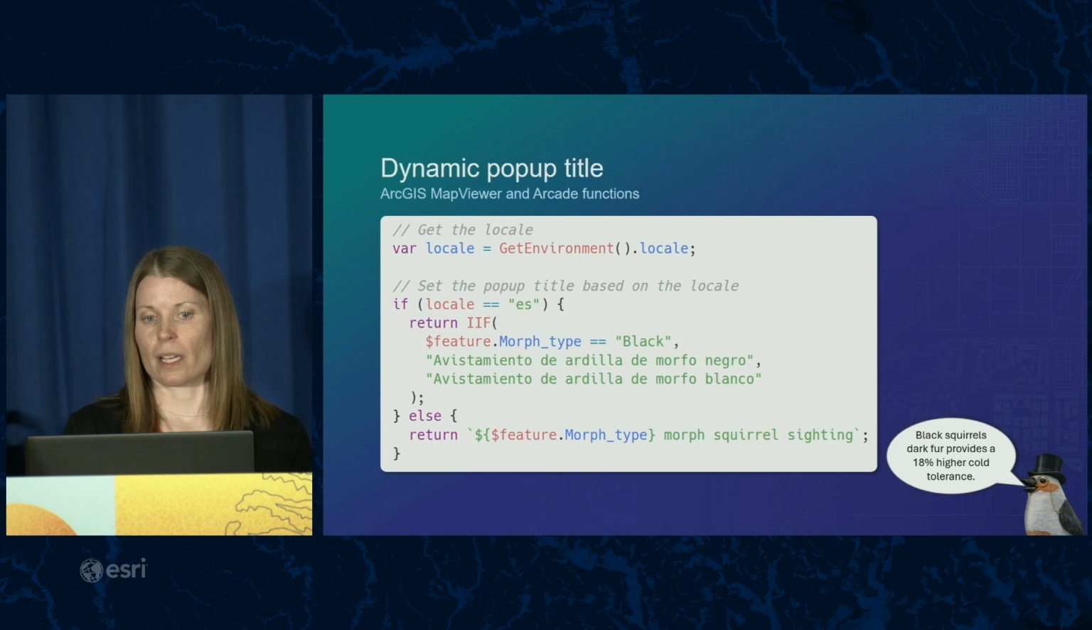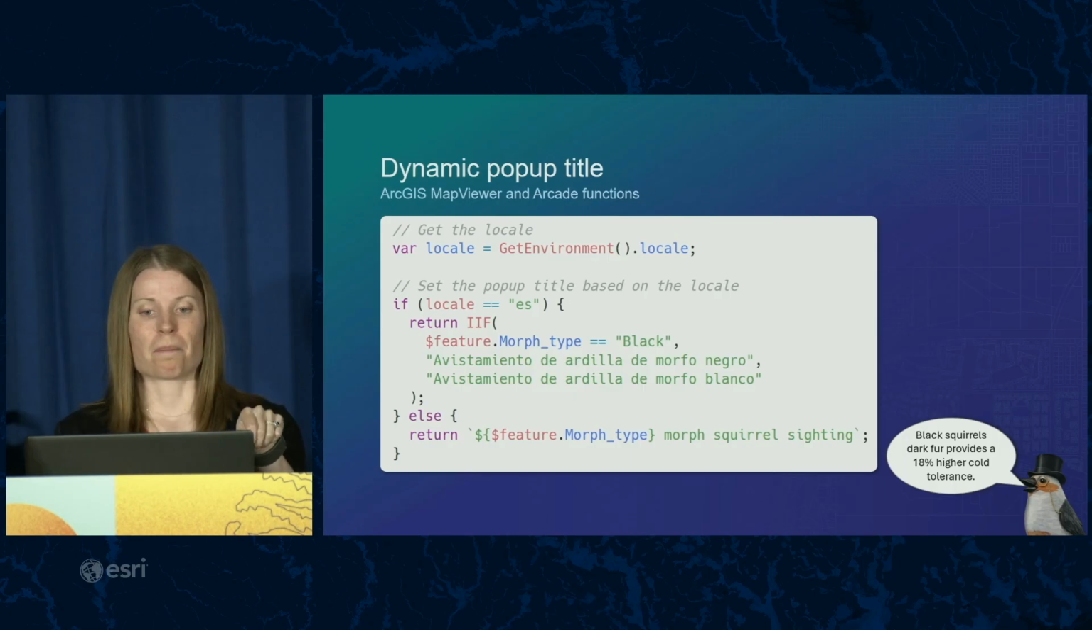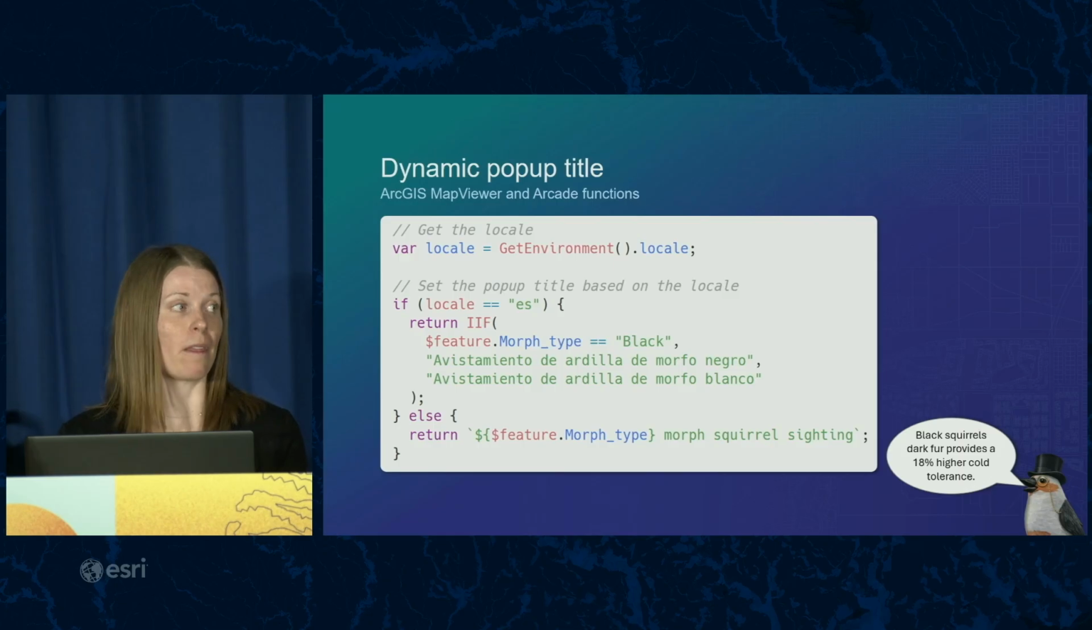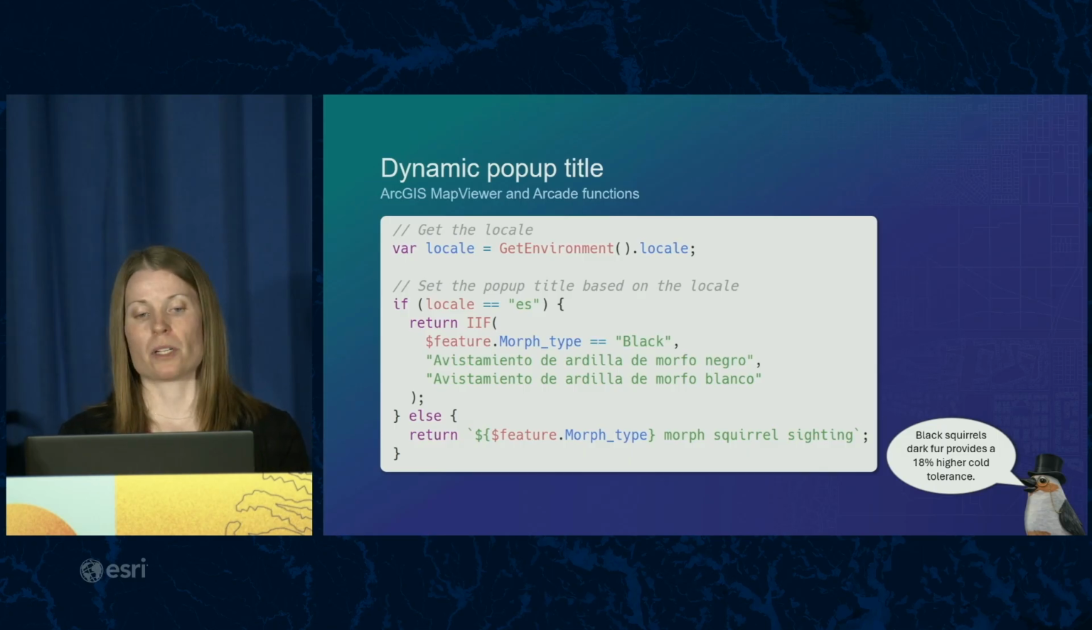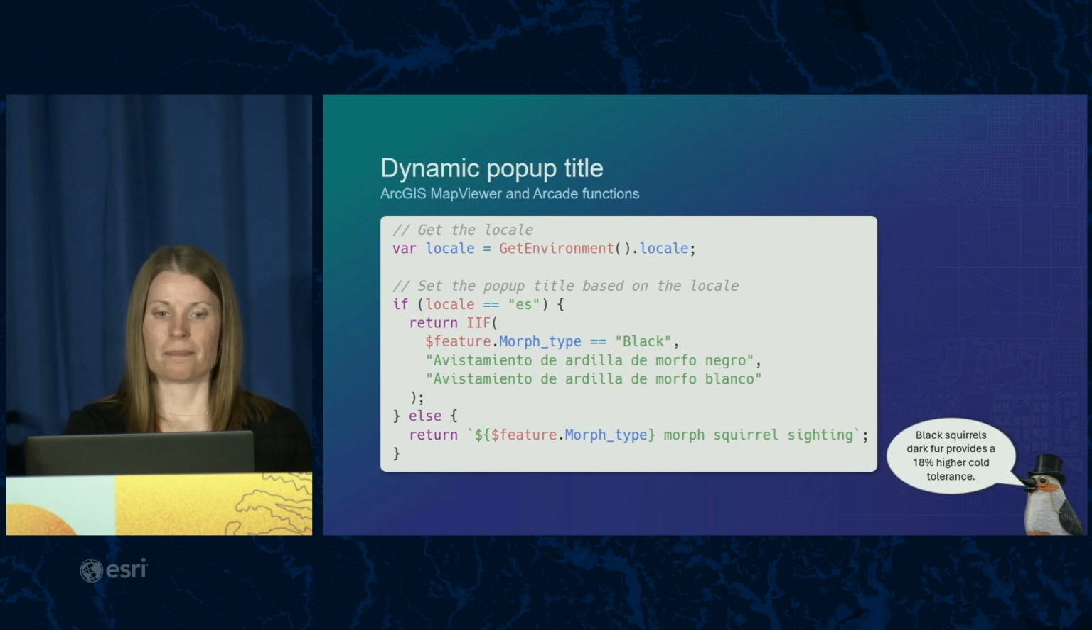And so what that looks like is we get to use the Arcade GetEnvironment function, where we can go out and grab that locale. So in this case, if it's set to Spanish, then we can return the Spanish version of the name for the black morph or white morph, depending on the point that was collected. So that pop-up title has that different title depending on what language is being set. And then in this case, it does that IIF statement, so it does that either-or. So it makes it easier for us to code.